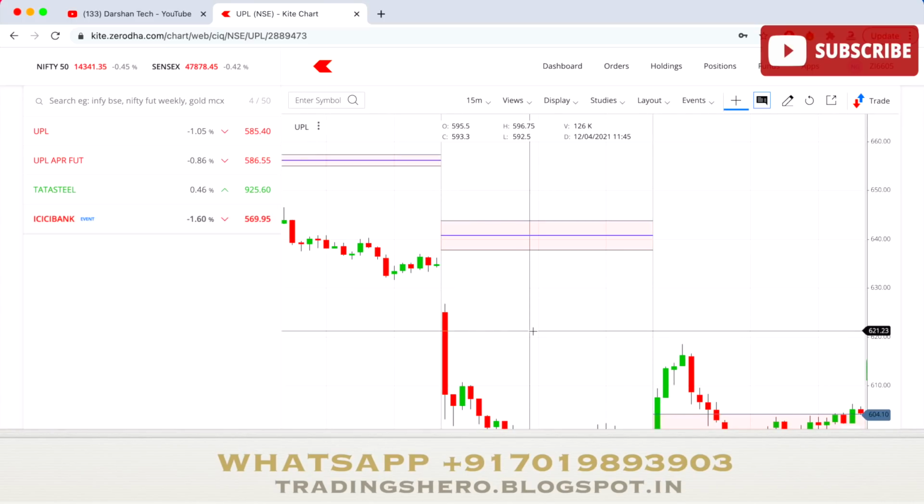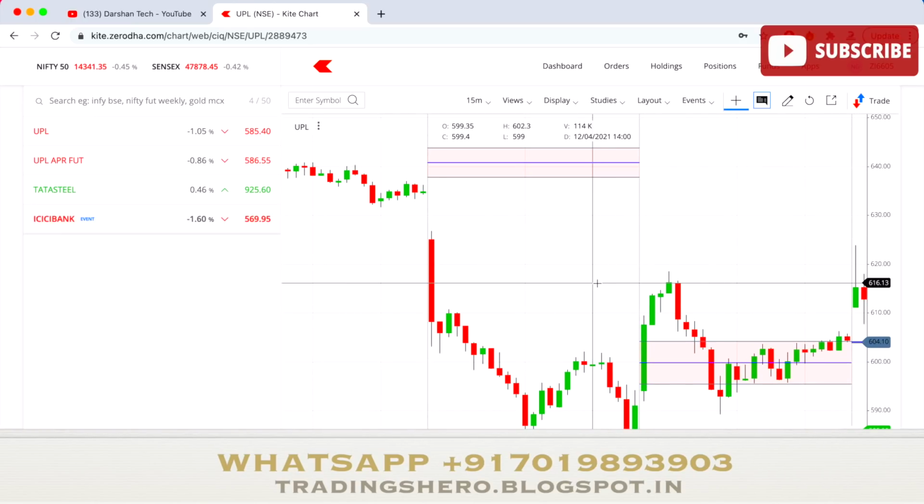lines. So it consists of these three lines: the top one is the top central pivot, and the bottom one is the bottom central pivot. The center line is the pivot line. This is the top central pivot and the bottom is the bottom central pivot. So these are the three things it consists of.